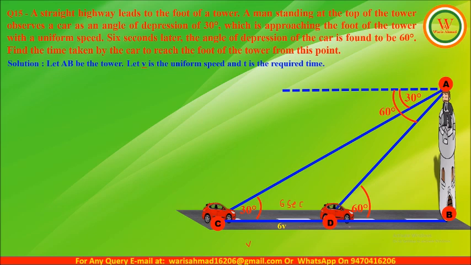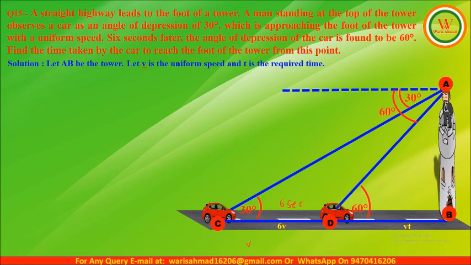Similarly, we can find the distance traveled by the car from point D to B, as we have the uniform speed, that is V, and the time taken by the car to reach from point D to B is T. So the distance from D to B will be equal to speed into time, means VT. So the distance DB will be equal to VT. So CD is equal to 6V and DB equals VT.